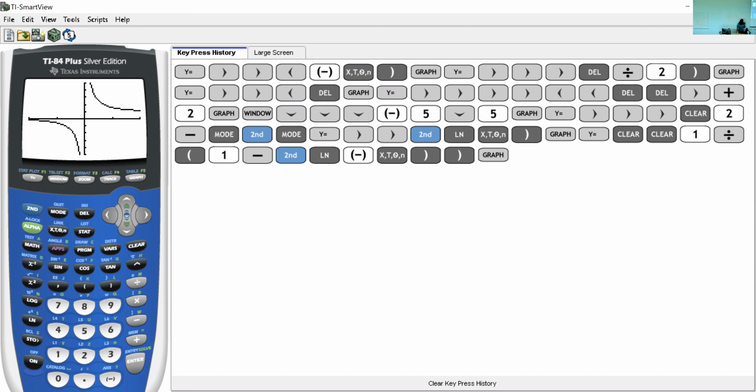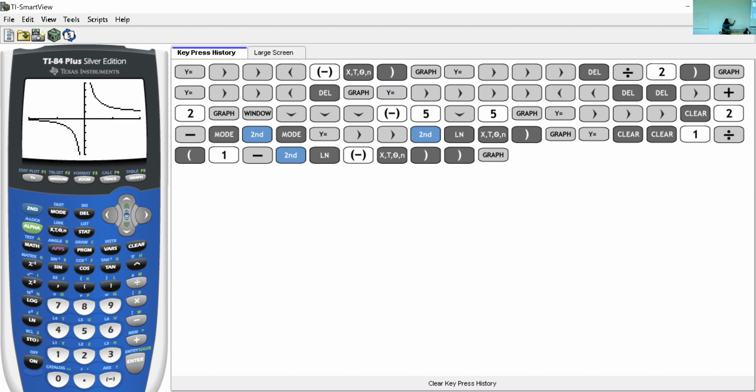What about the range? Can it take negative values? Can it take positive values? Can it take the value 0? Could it equal 0? Never. So negative infinity to 0, union 0 to infinity.